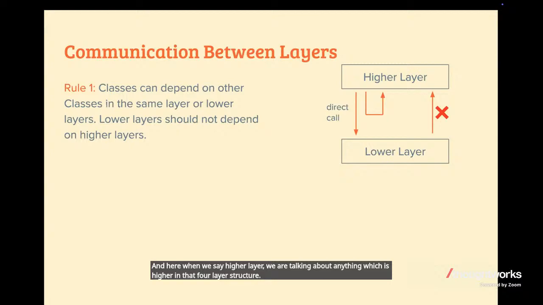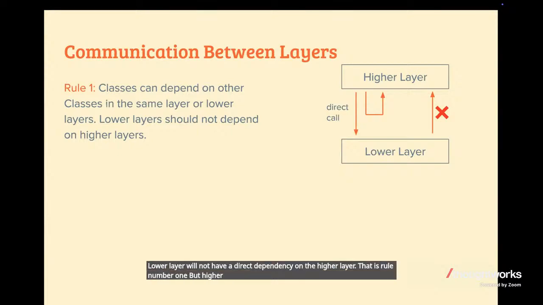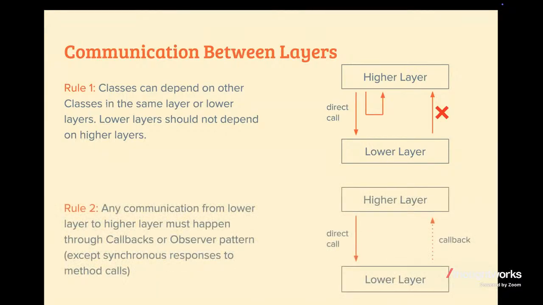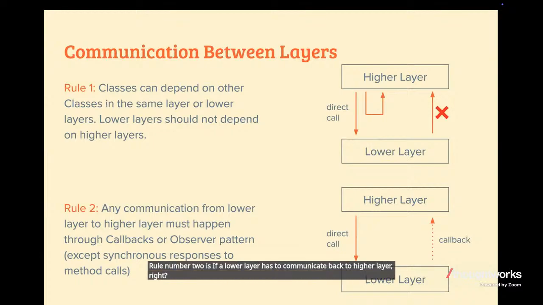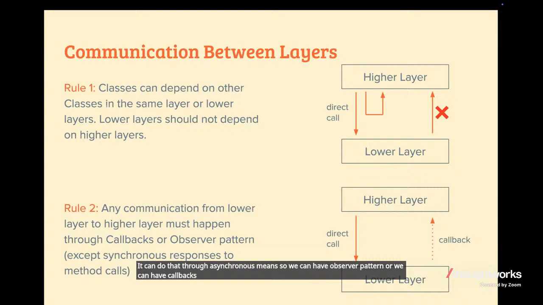So lower layer will not have a direct dependency on the higher layer. That is rule number one. But higher layers can talk to lower layers, or they can talk to other classes in the same layer. Rule number two is if a lower layer has to communicate back to a higher layer, it can do that through asynchronous means. So we can have observer pattern, or we can have callbacks, which basically avoids a direct coupling between the two.